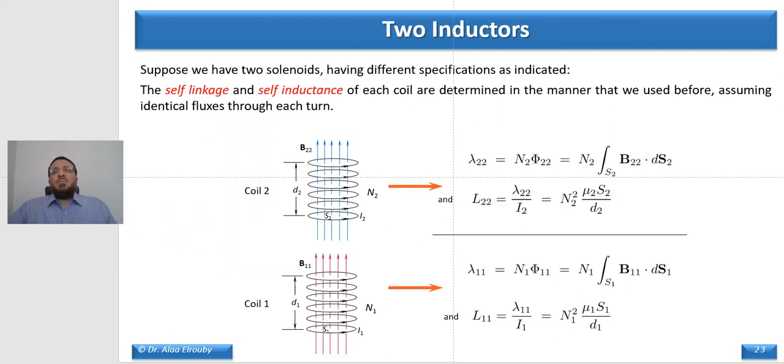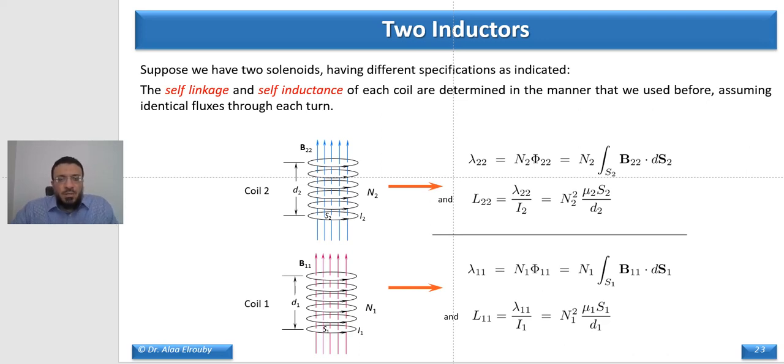Now let us talk about a case where we have two inductors, and let us study this problem where we have two solenoids wound around the same core, but with two different cross sections. So we have a small solenoid inside a bigger one, and both of them have the same core. So the field generated by each one of them is parallel to the axis of their common core.